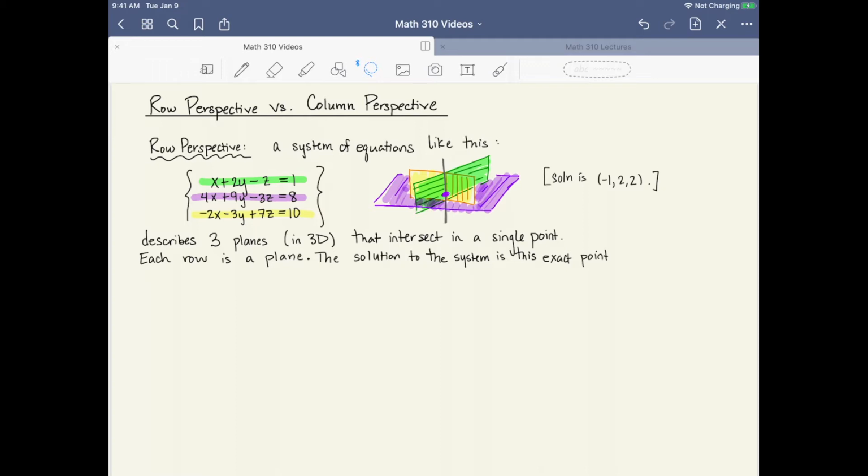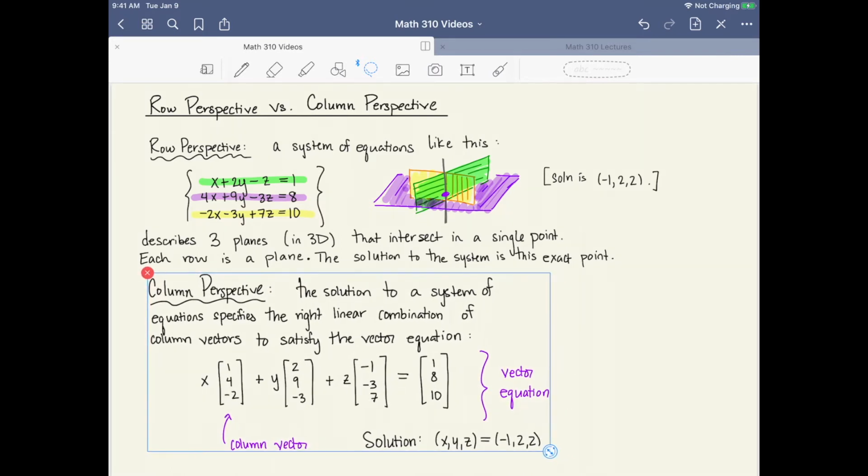There's a green plane and a purple plane and a yellow plane. The purple plane and the green plane intersect in a line, and then the green plane and the yellow plane intersect in a line, and the line of intersection intersects the yellow plane in a point. So when we're looking for the solution, in this case it was a unique point, but we're looking for the unique point that solves all of these equations simultaneously. This is a lot different than the column perspective. So what do I mean by the column perspective?